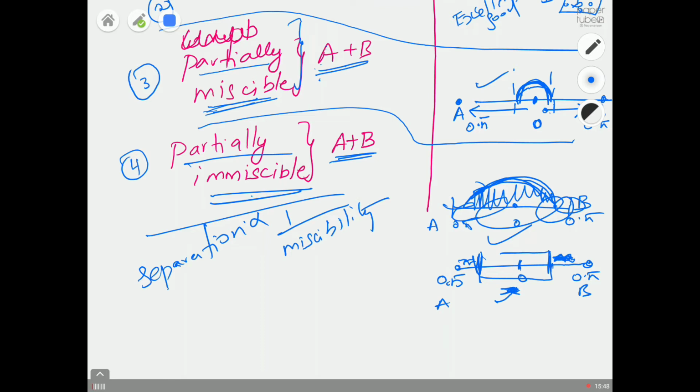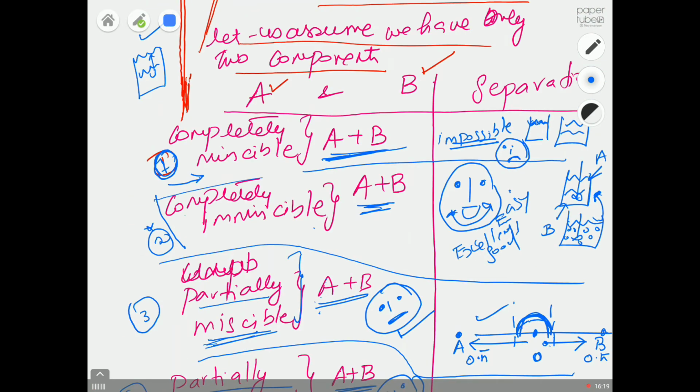So partially miscible is not bad. For partially miscible, this is okay. It is good to separate; we can separate these components only at some conditions. That's the meaning of miscibility, and that's how you relate it to the separation factor. If you need to separate something 100%, then completely immiscible is a good thing, A plus B. If two of your liquids are completely immiscible, obviously it's easy to separate them. That's the relationship between miscibility and separation.